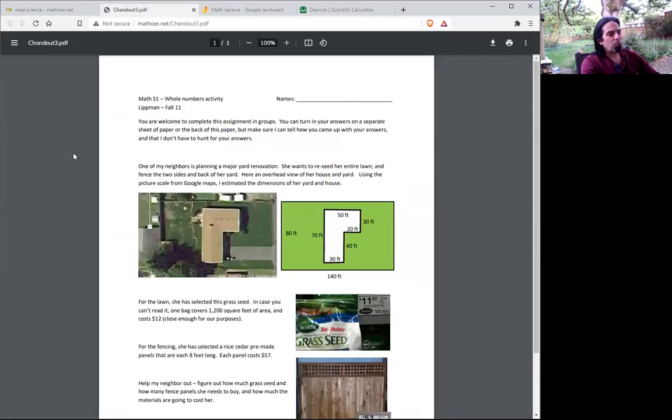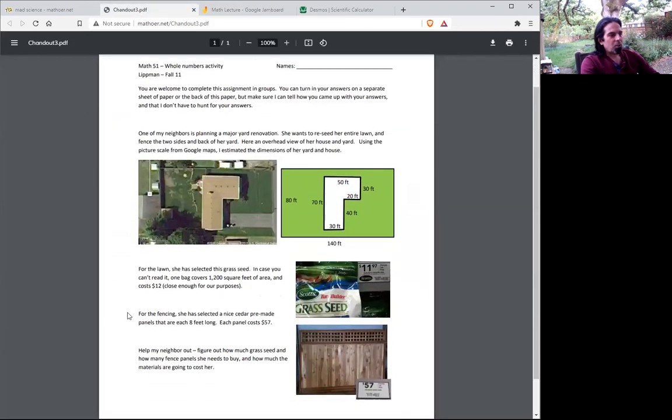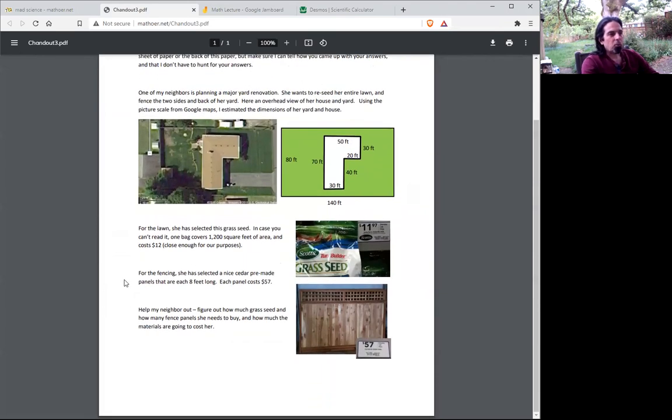Okay, back to the handout. What are we supposed to do with this? For the lawn, she has selected grass seed, and we're supposed to estimate with $12, and the bag covers 1,200 square feet of area. So let's start with that.